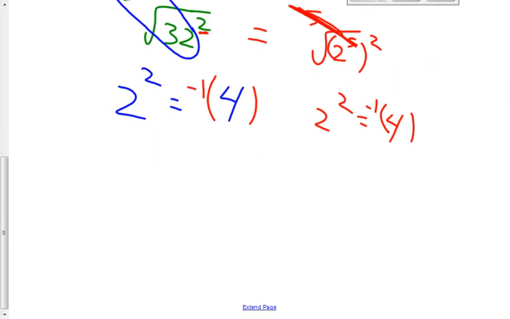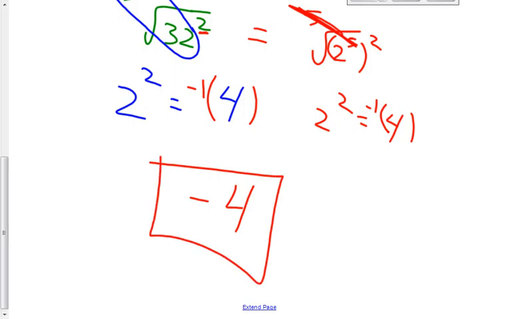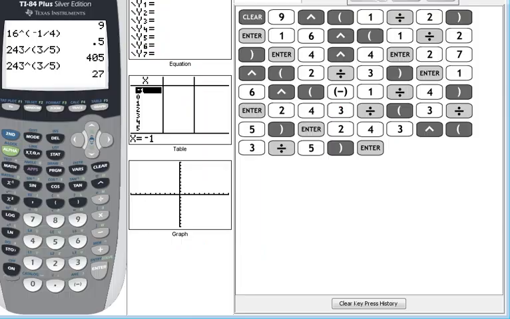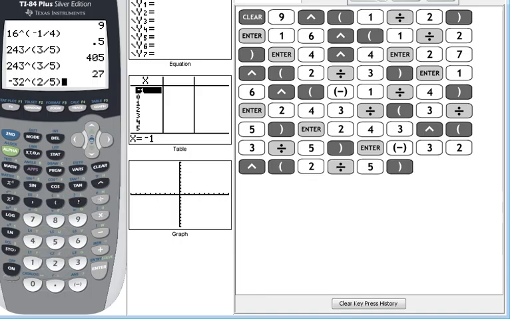So what is my answer? It is a negative 4. Let's check it in our calculator and see what we get. A negative 32 raised to the 2/5. The answer is a negative 4.